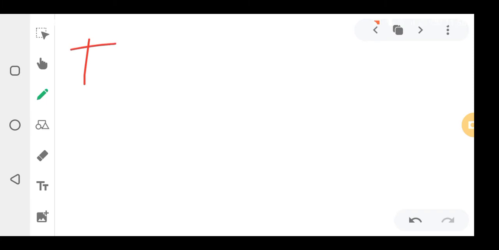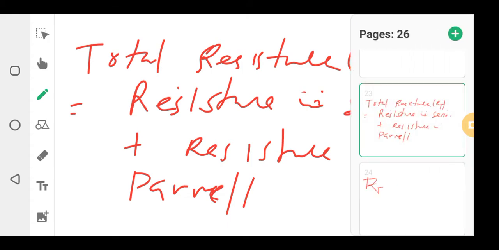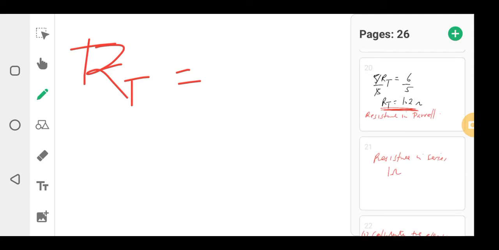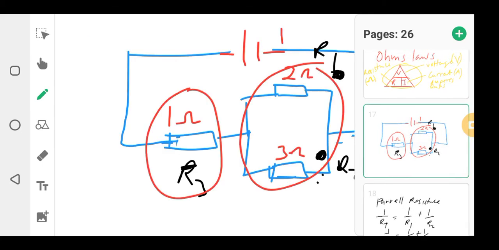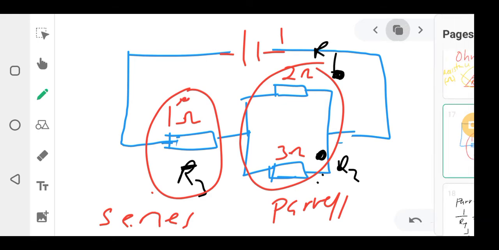So total resistance, abbreviated by RT, or effective resistance, is equal to resistance in series plus resistance in parallel. What's the resistance in series? From the diagram, you remember this one was the resistance in series. These two were in parallel, and I calculated for these two. So the resistance in series is 1. If it was 2, we put 2. If it was 5, put 5.